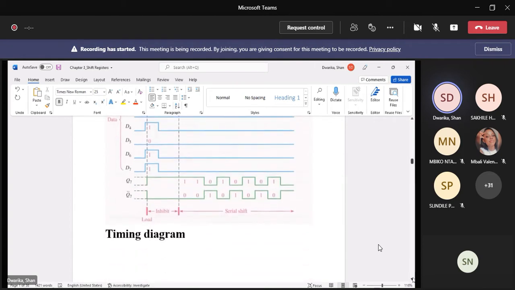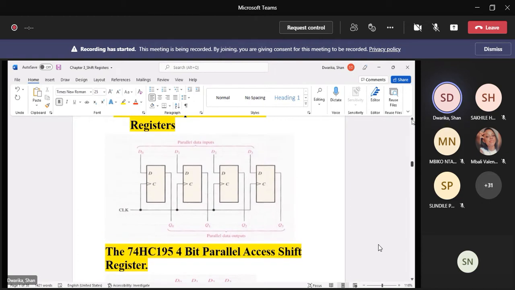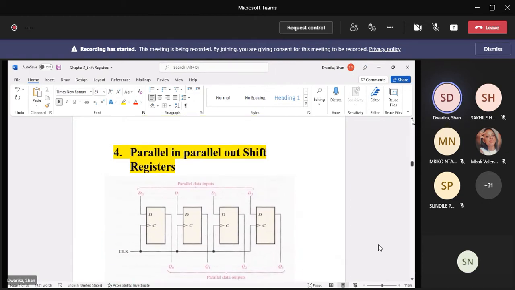timing diagram. Okay, so class, can I just go and get some water and come back? Let me get away from the computer a little bit, 2 minutes.